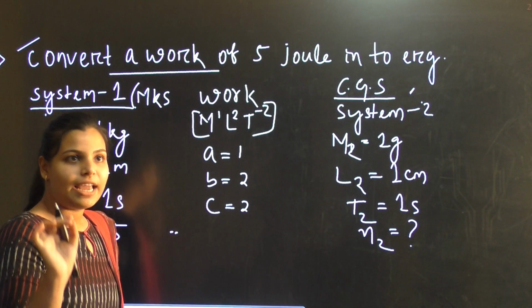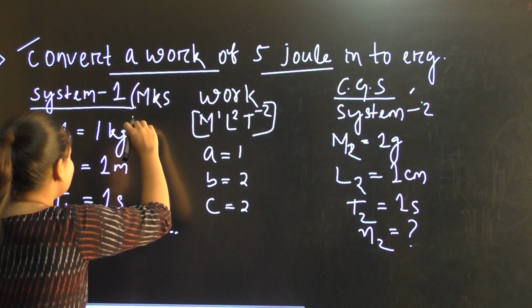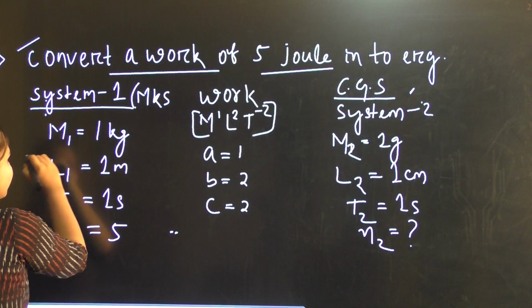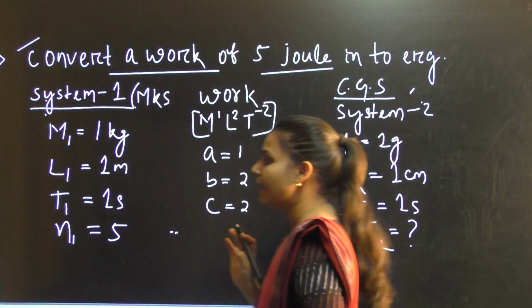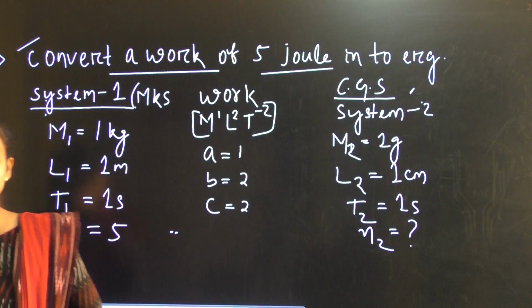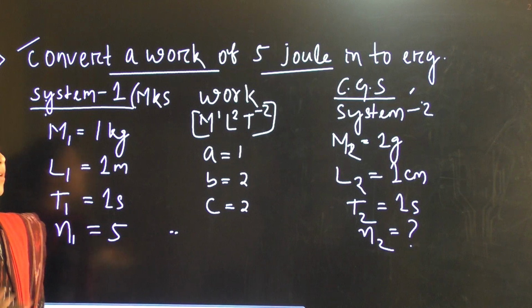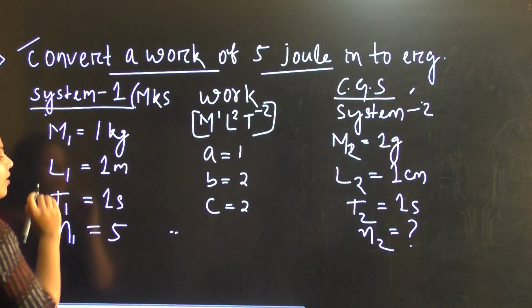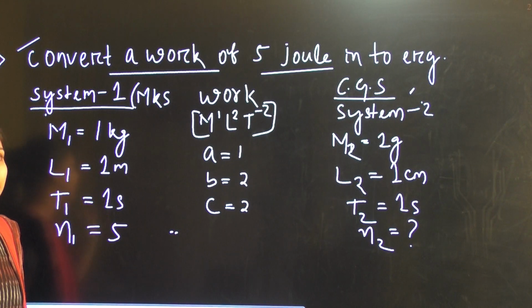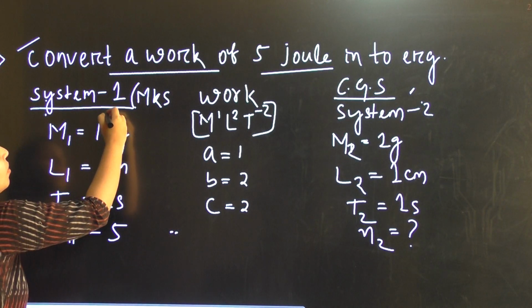Using dimensional analysis. Here joule is the MKS system. In the MKS system the unit is joule, and erg is the CGS system. But the dimension of energy should remain the same whether it is in joule or in erg. So first we should find out what is M1, what is L1, and what is T1. It means mass, length, and time for system 1.